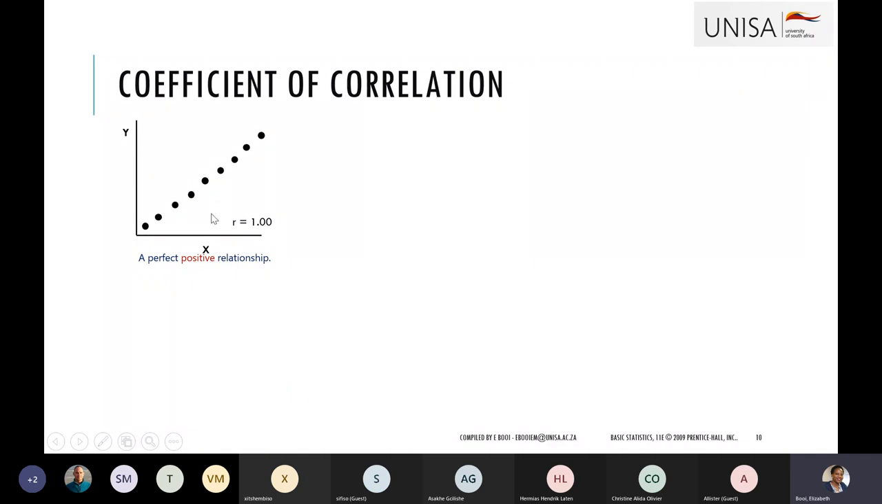If we look at this scatter plot and we calculate the R and we find that R is equal to 1 for this scatter plot, then when we interpret it, we'll say this is a perfect positive relationship because the value of R here is positive. And this also shows us that when the values of X are increasing, the values of Y are increasing.